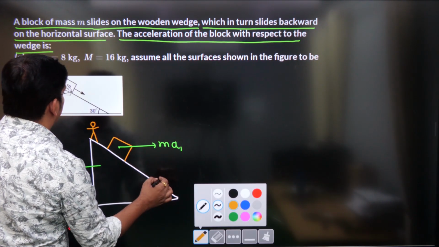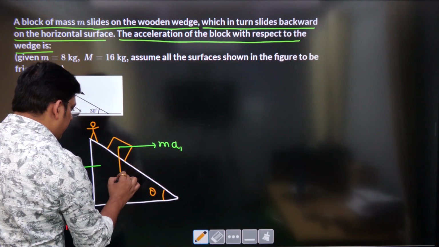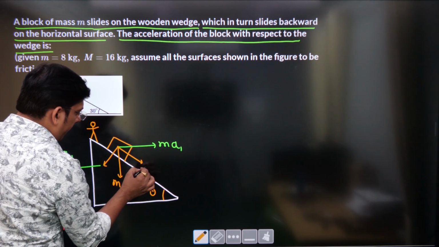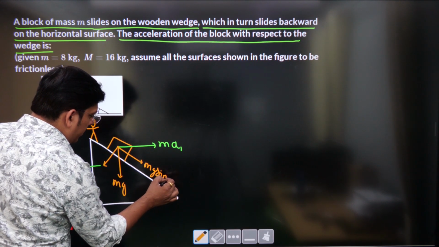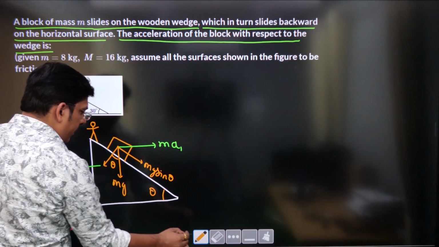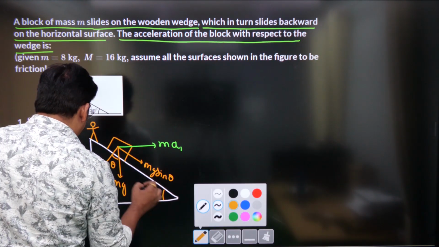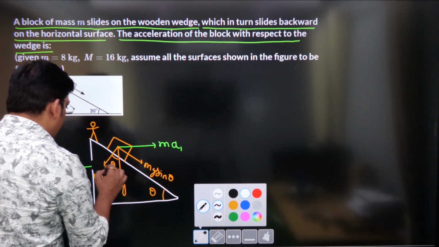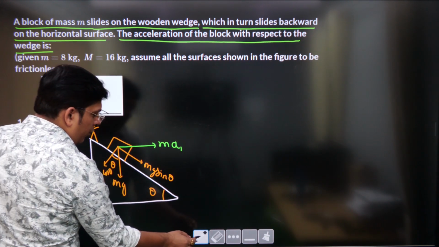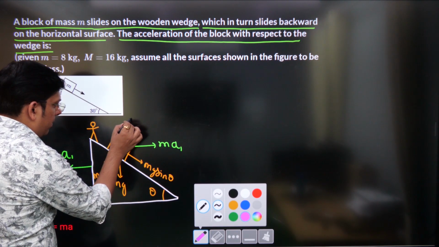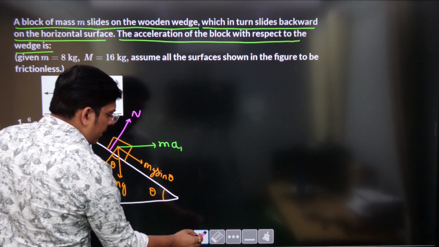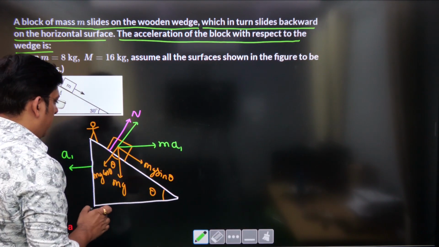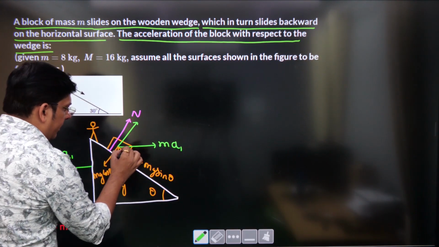Now this is theta. You know that mg would act vertically downwards. We would have mg cos theta. The component of weight down the inclined plane is mg sin theta. This is also theta, dear students, and definitely this component would be mg cos theta. We know that. Now there would be some normal acting perpendicular to the plane. And we would also have the components of this pseudo force. If this is theta, this is 90 minus theta, this should be theta.